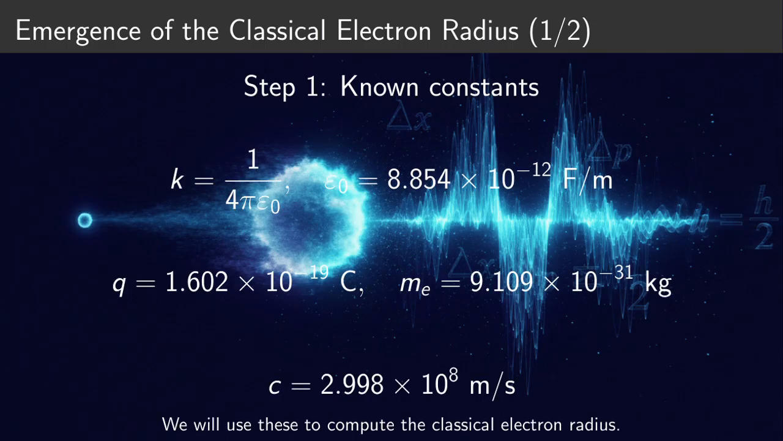Constants. To compute this radius, we use known physical constants. These include the vacuum permittivity, the elementary charge, the electron mass, and the speed of light.